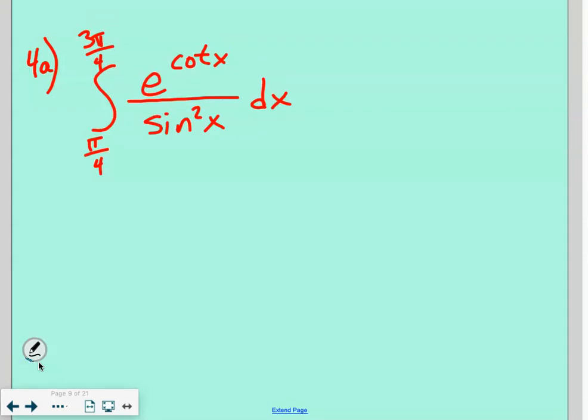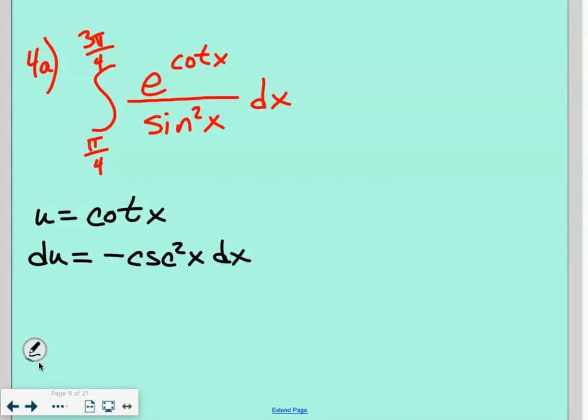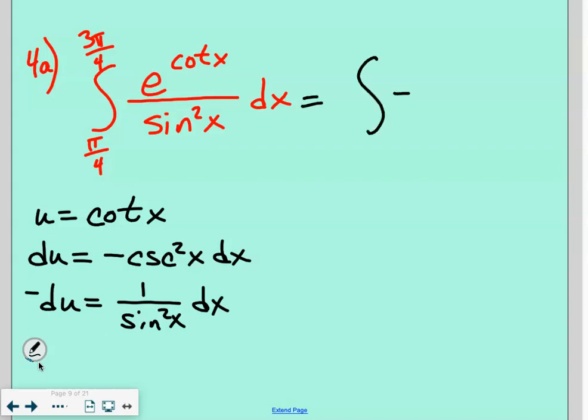Okay, what is your u? Cotangent x. So the derivative of cotangent is negative cosecant squared x dx, right? So I'm going to move the negative over. Cosecant is the same thing as 1 over sine. So this is 1 over sine squared x. Look at that. It's like perfect, right? So what have we got? When we rewrite our integral, we have negative e to the u du.